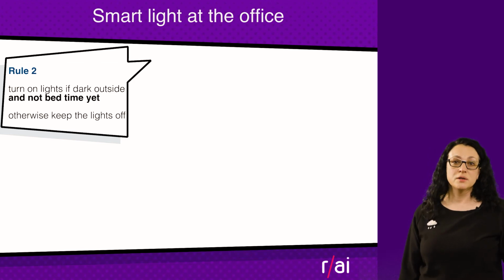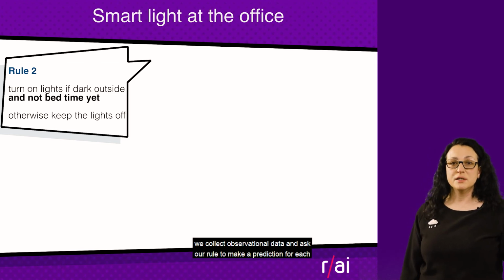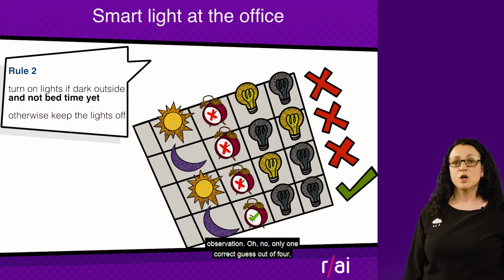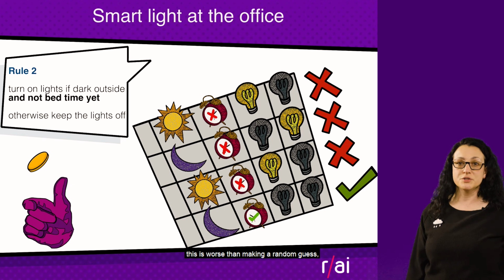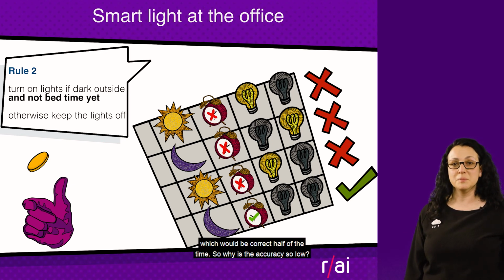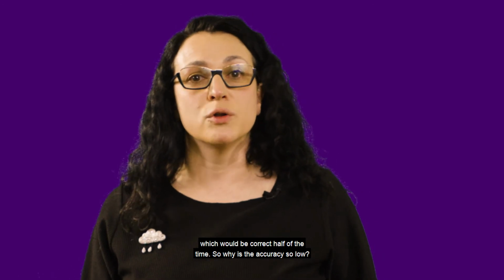You know the drill. We collect observational data and ask our rule to make a prediction for each observation. Oh no! Only one correct guess out of 4. Assuming that the light is on about half of the time, this is worse than making a random guess, which would be correct half of the time. So why is the accuracy so low?